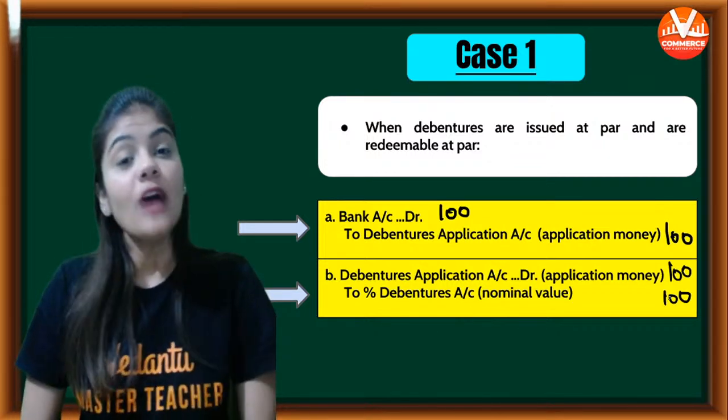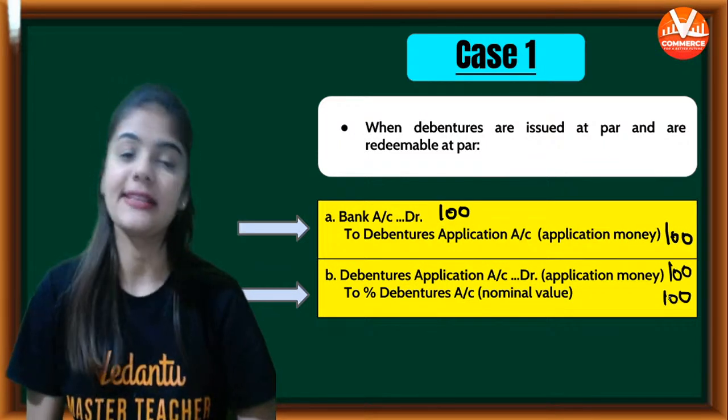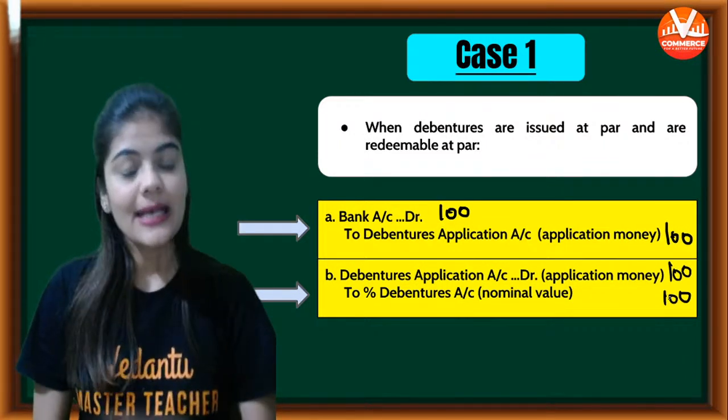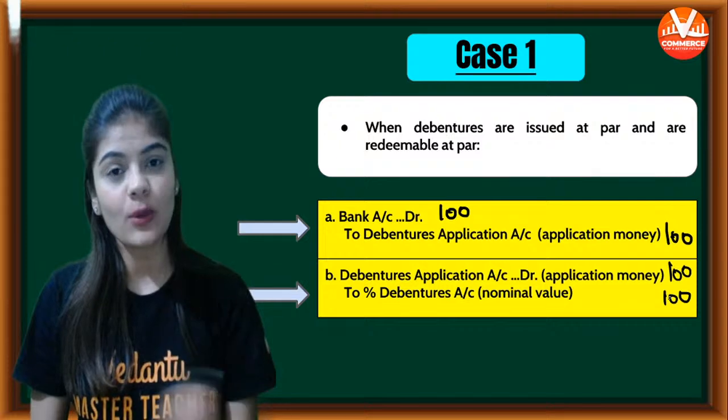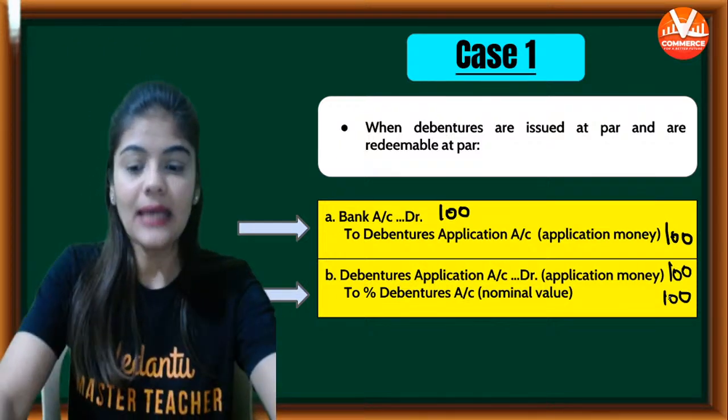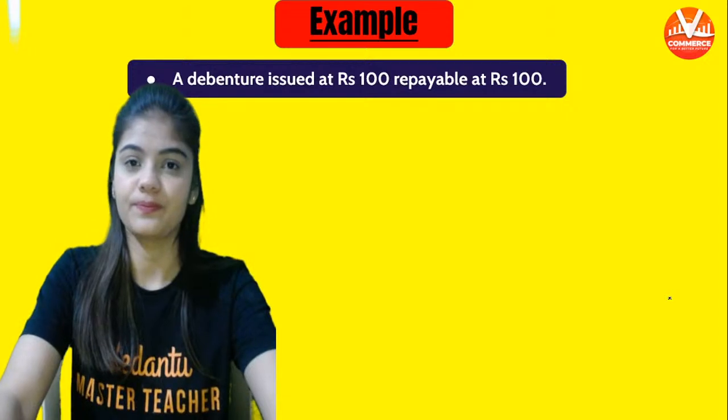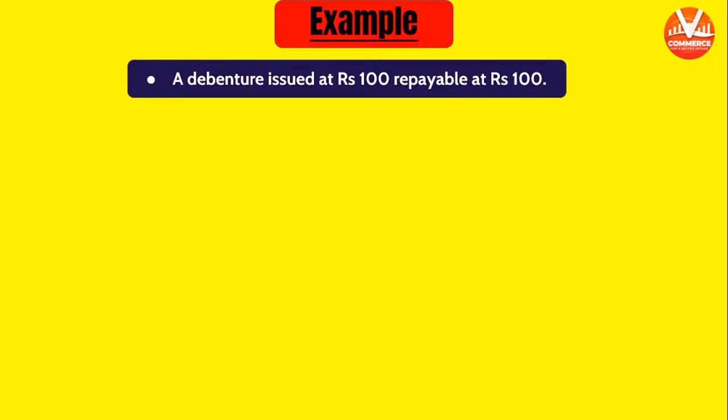So, now we will be discussing an example of this question. Now, let's do a question of this so that we get the idea how questions will come in the paper. And here we have your question. The question is, a debenture is issued at 100 and it is repayable at 100. The same example that I have already taken. The face value is 100, the issue price is 100 and the redeemable value is also 100.